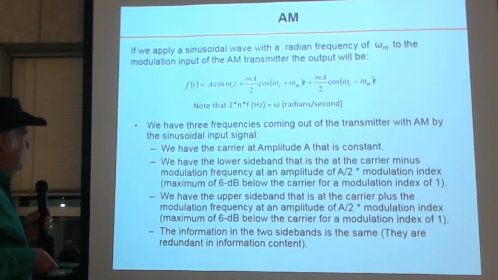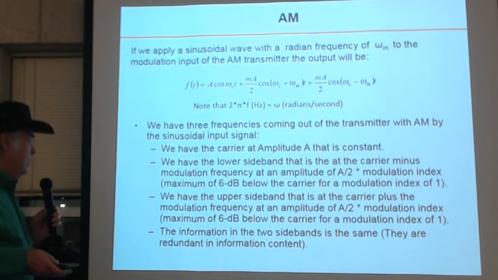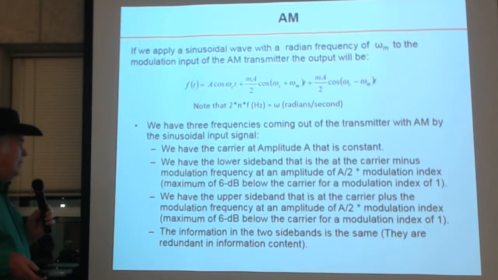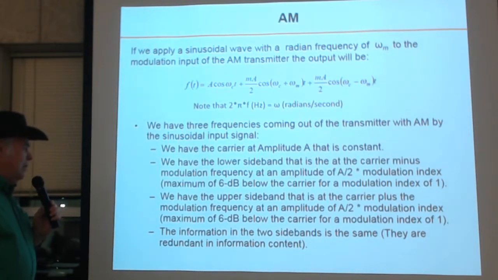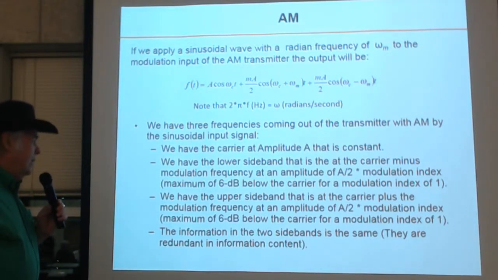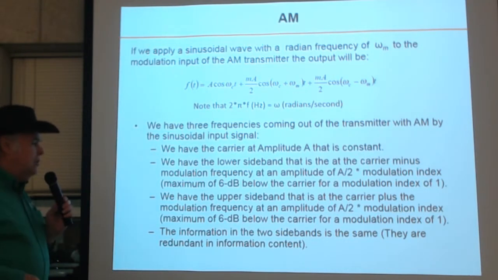So we have 3 frequencies coming out of our AM transmitter. As I said, the carrier amplitude is constant. We have the upper sideband, and basically the maximum power of that sideband is 6 dB below the carrier. We also have our lower sideband that has a power that's 6 dB below the carrier. And the information in the 2 sidebands is the same. You'll notice one's the carrier minus the modulation, the other's the carrier plus. We get rid of the carrier, we're just left with our modulation input.